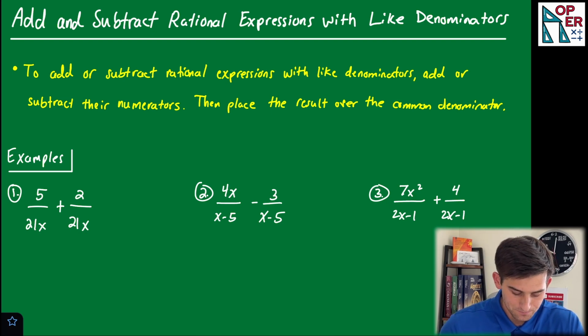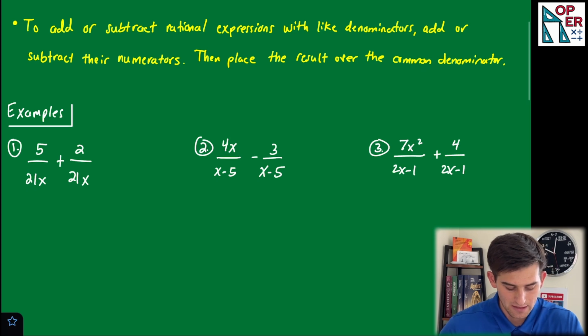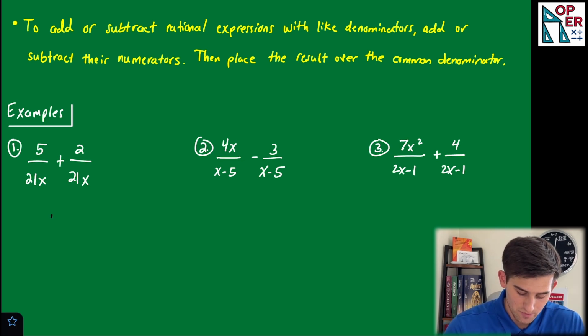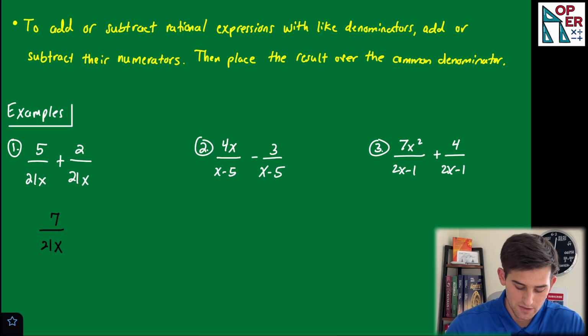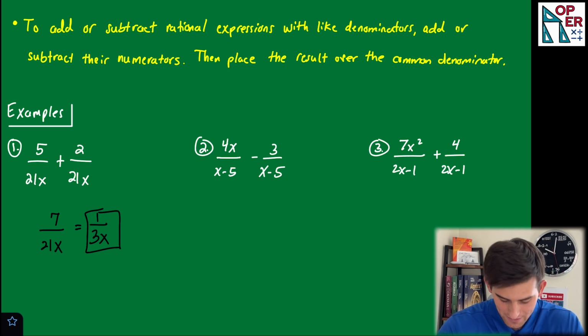Example number one says 5 over 21x plus 2 over 21x. So we have a denominator of 21x. So let's go ahead and just combine 5 plus 2 would be 7, and then we can write that over our common denominator, which would be 21x. Now here we can actually simplify a little bit. 7 over 21 would simplify to 1 over 3. So our final answer would be 1 over 3x.